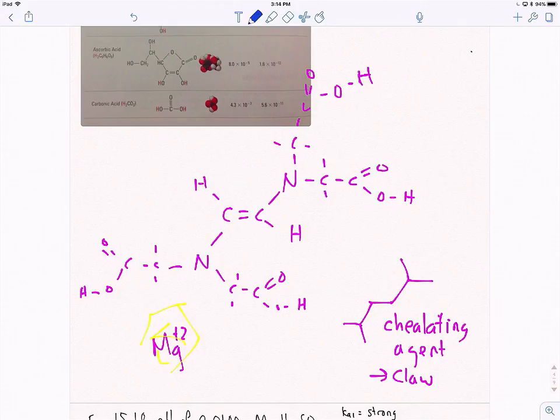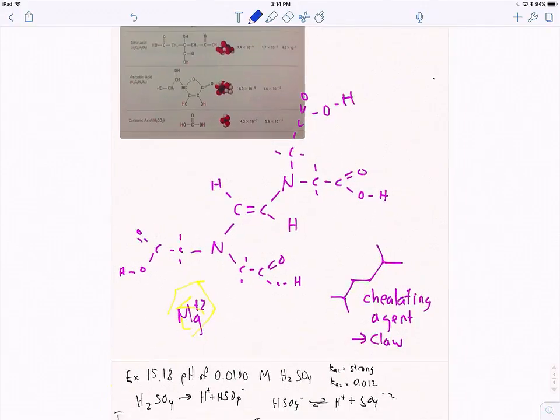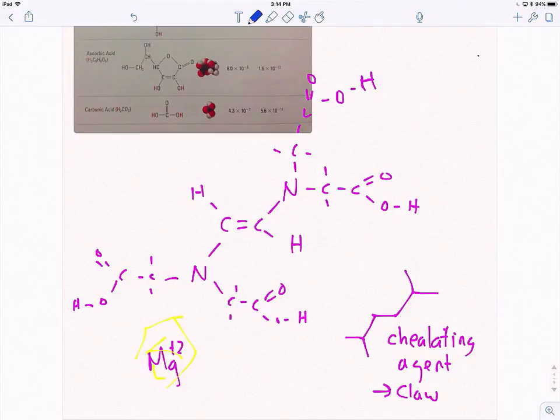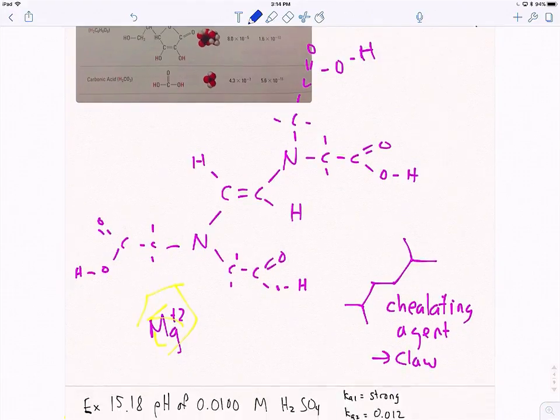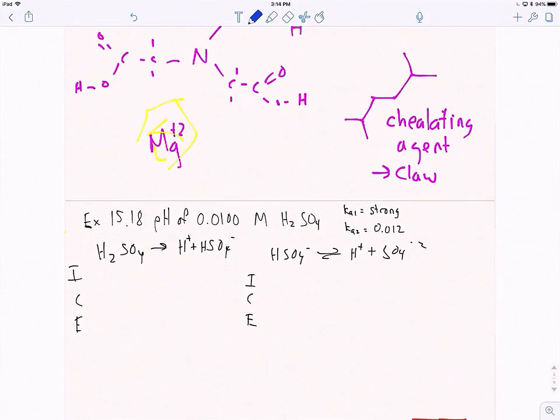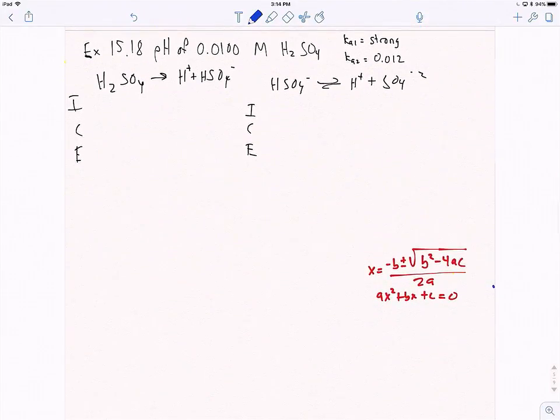Not a big deal for me because I have blonde hair, but for people with darker hair, you can get white soap scum on the hair. It doesn't look as good. So if you ever see EDTA and wonder why EDTA is in your shampoo, it's to get rid of the soap scum. Okay, so let's use this to do a problem here.